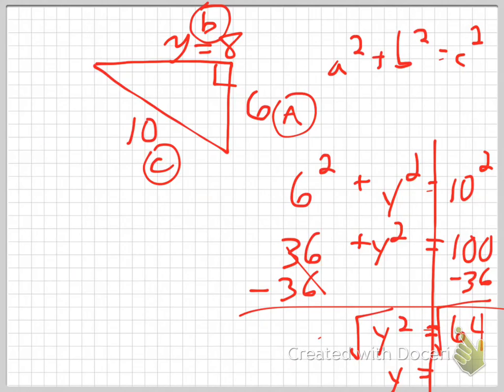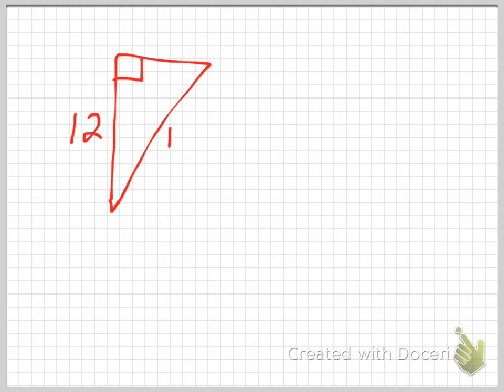Does that make sense? You guys try one. Here we go. What if I gave you a triangle that looks like this? I would like you to tell me what P is.